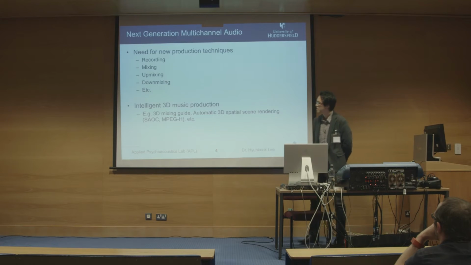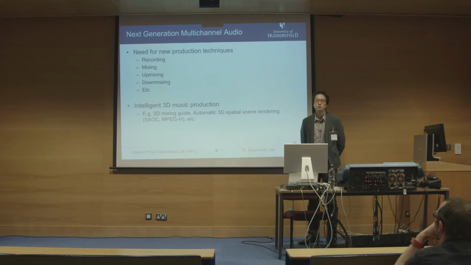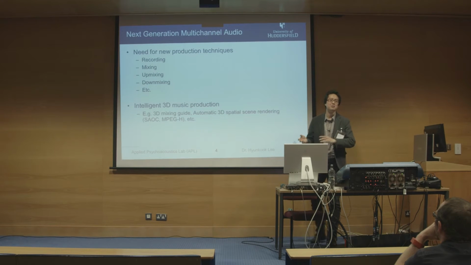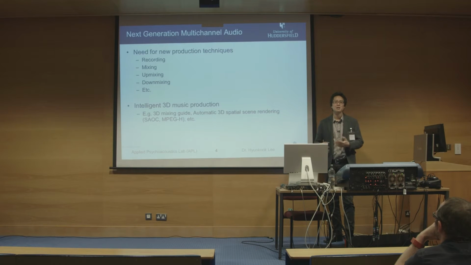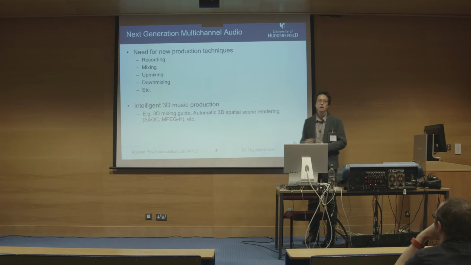We can think about different applications related to 3D music production. A 3D mixing guide: when engineers do mixing in a 3D environment, we can provide some kind of intelligent guidance. Okay, so I want to spread the image vertically, so what should I do? Then the computer recommends and provides some solutions depending on the sound sources, analyzed in real time. Or we can have some kind of audio quality meter for 3D sound production, and automated 3D spatial scene rendering.